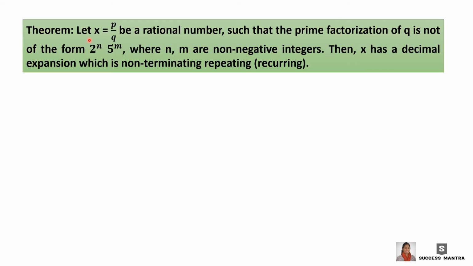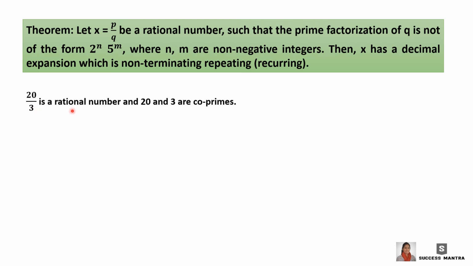The next theorem is that let x equal to p by q be a rational number such that the prime factorization of q is not of the form 2 raised to n, 5 raised to m, where n and m are non-negative integers, then x has a decimal expansion which is non-terminating, repeating or recurring. That is, the rational number is in p by q form, where q is not of the form 2 raised to n, 5 raised to m, then the decimal expansion is non-terminating. Let us see this with an example.